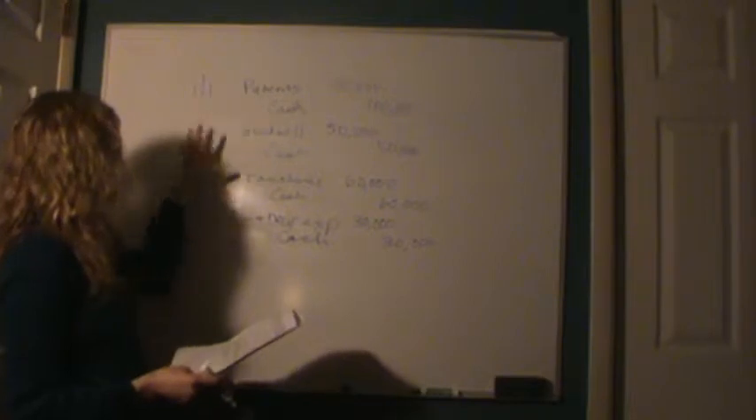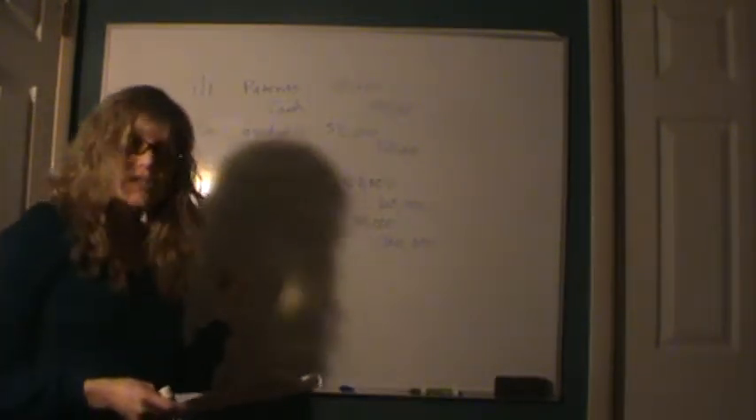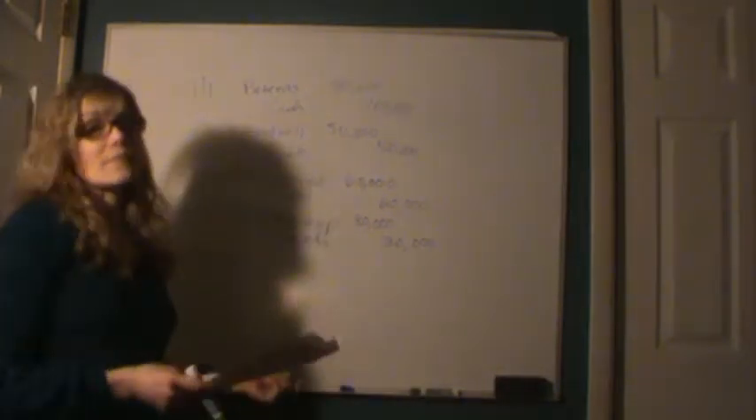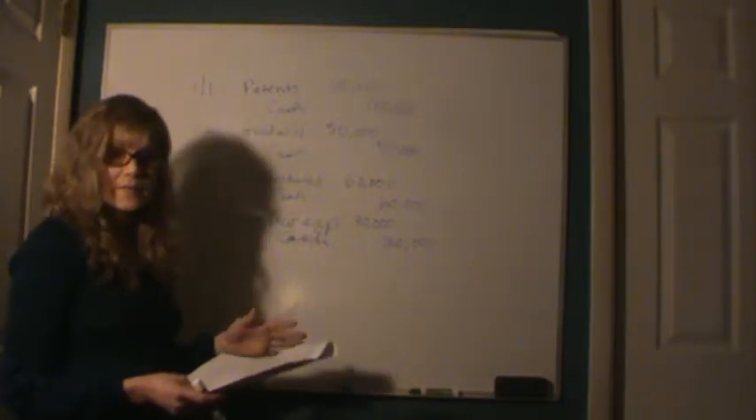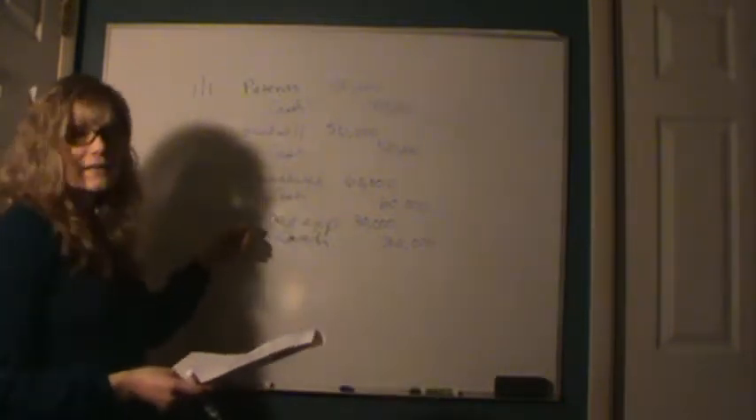Now, the patent, goodwill, and franchise are held as assets on our balance sheet. Research and development expense is not. Research and development is expensed out as incurred. It goes right to the income statement, so that is not held on the balance sheet at all. It's expensed as incurred.